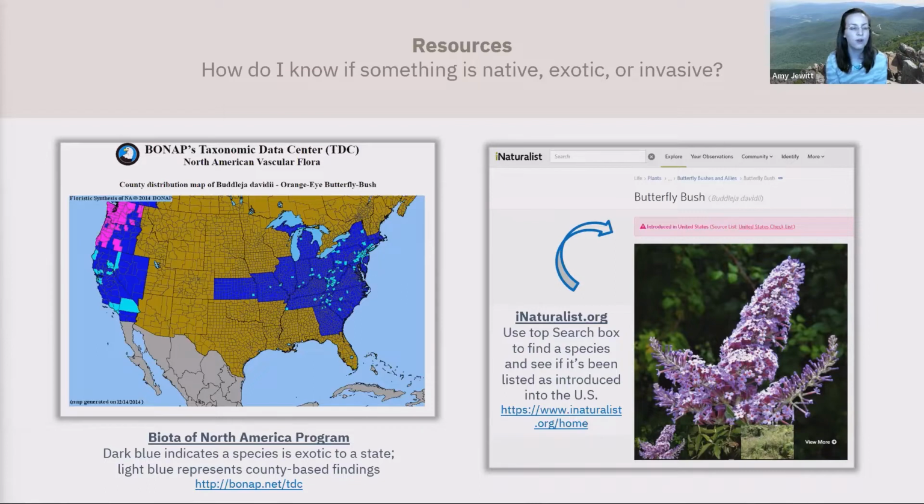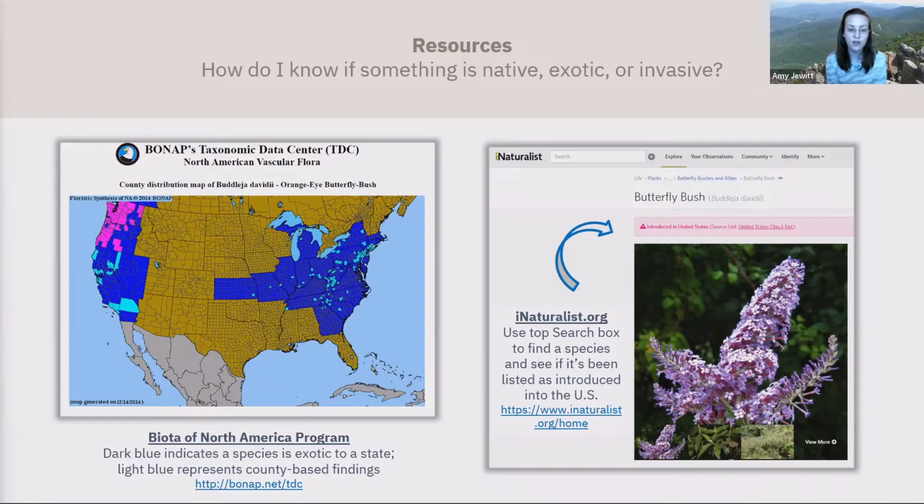The BONAP program also does show you information on noxious weeds, which are indicative of something being invasive. And you can see that in the northwest corner of the country where you see some pink in Washington and Idaho. And so that's a resource that you can learn a little bit more about if you're curious if something is native or invasive in your region.